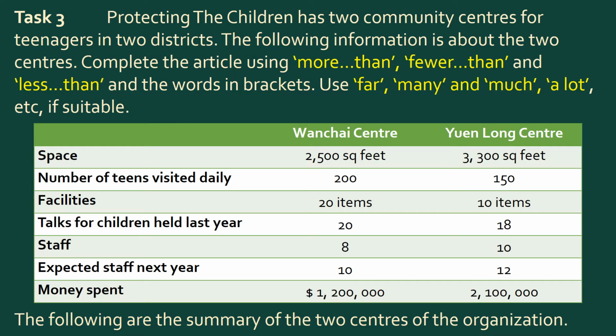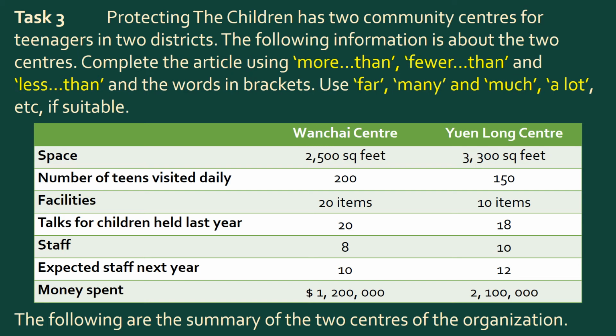Task 3. Protecting the Children has 2 community centers for teenagers in 2 districts. The following information is about the 2 centers. Complete the article using more than, fewer than, and less than, and the words in brackets. Use far, many, and much, a lot, etc. if suitable.